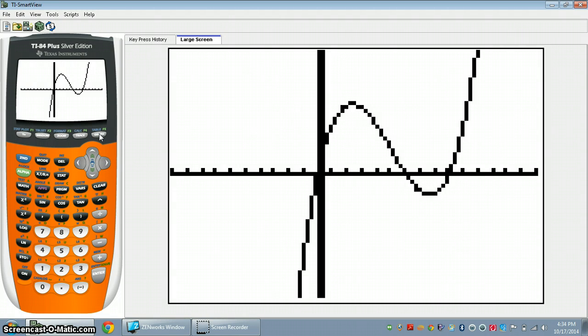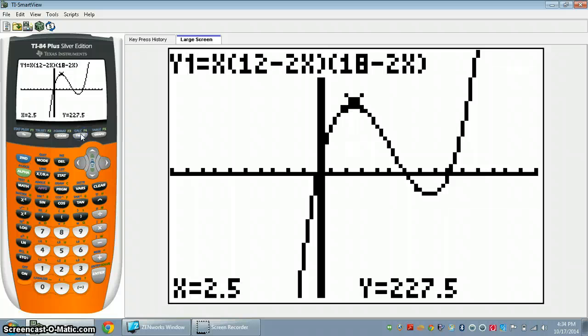And so it asked us to identify some key characteristics of our graph. One of the things that we wanted to find was our y-intercept. And it's kind of hard to tell just by looking at this graph. So the first thing you want to do is hit trace, and you'll see a flashing cursor, and you know that your y-intercept happens when x is 0.